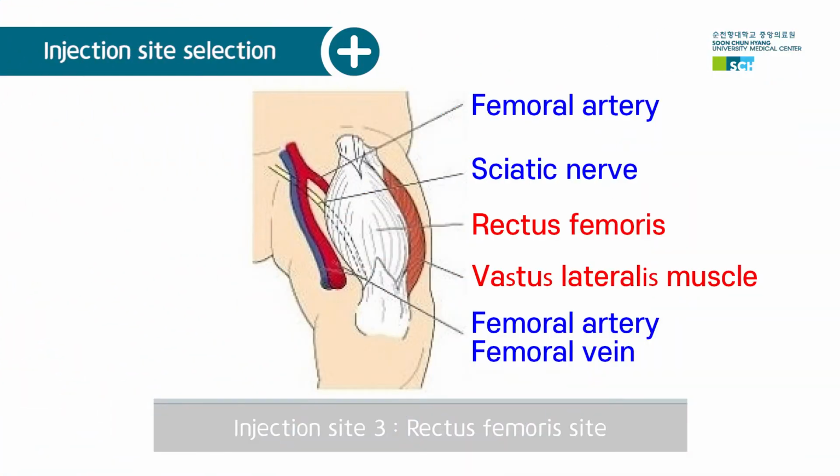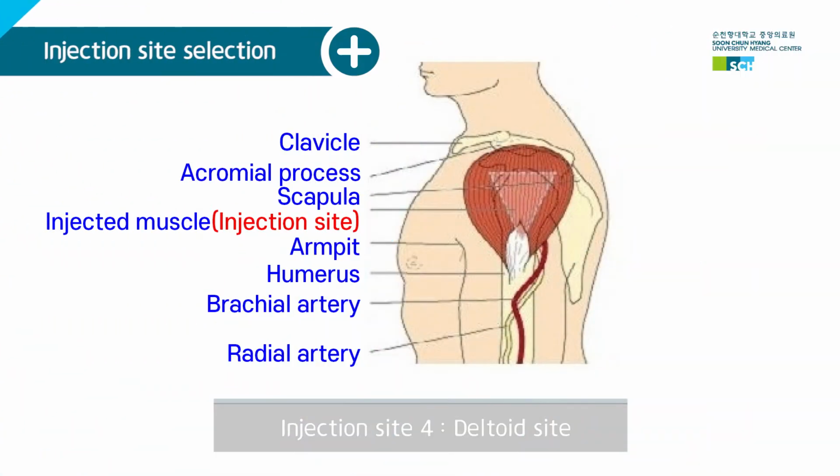Third, rectus femoris site. Expose the thigh while the patient is seated or lying down. Choose the middle third of the vastus lateralis muscle or the part of rectus femoris as IM injection sites. Fourth, deltoid site. Have the patient seated or stand or in a lateral position and expose his shoulder. Choose the outer part of upper arm, 5 centimeters below acromion process as IM injection sites.